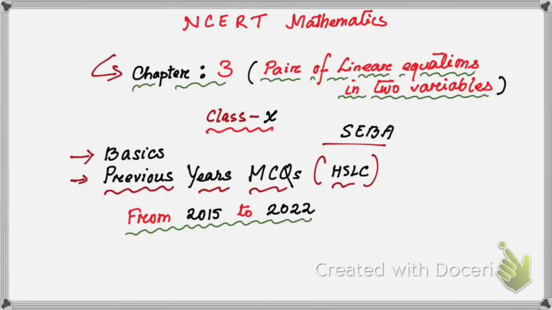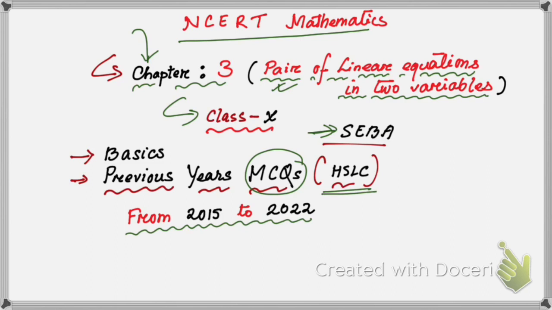Hello friends, this is chapter 3 of NCERT Mathematics, pair of linear equations in two variables, class 10 for SEBA board students. So here we're going to solve MCQs of HSLC exam previous years' MCQs from 2015 to 2022, and we are going to discuss the basic concepts of this chapter.